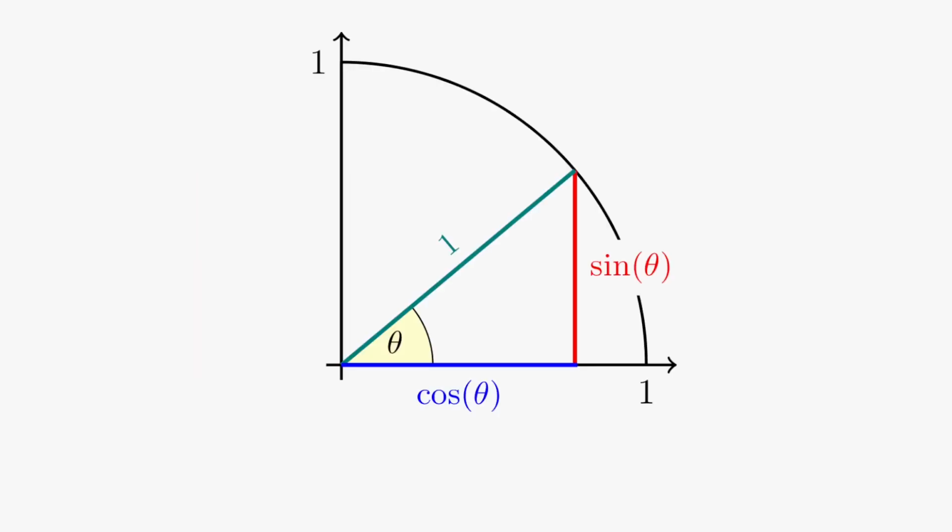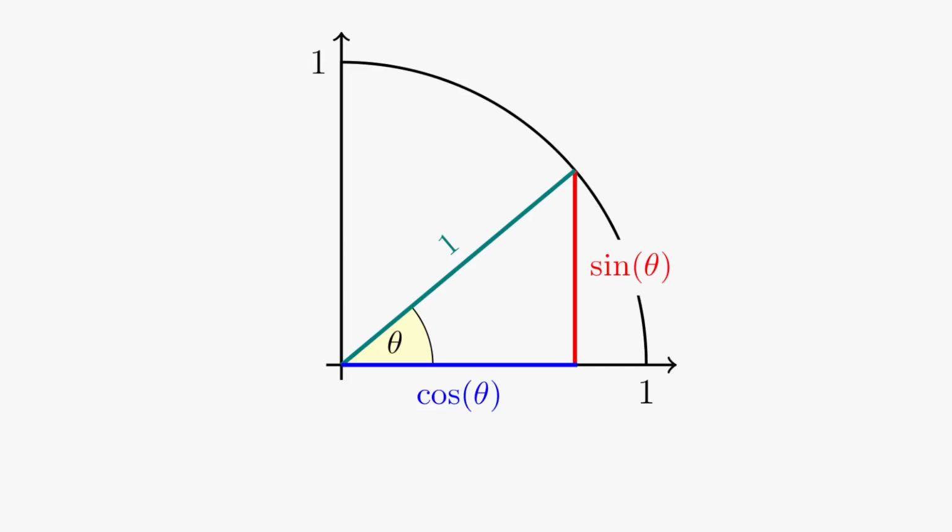Let's remember how we define sine and cosine. Draw a radius on the unit circle. The y-coordinate, or vertical coordinate, of the point where that radius meets the circle is sine of theta, where theta is the angle subtended by the radius and the x-axis, and the x-coordinate is cosine theta.